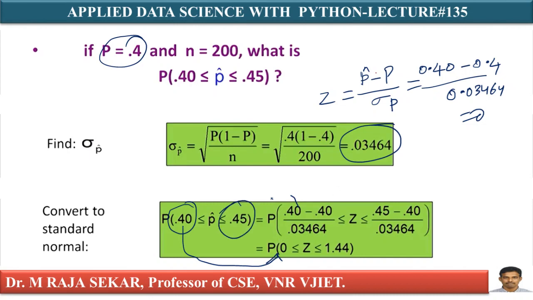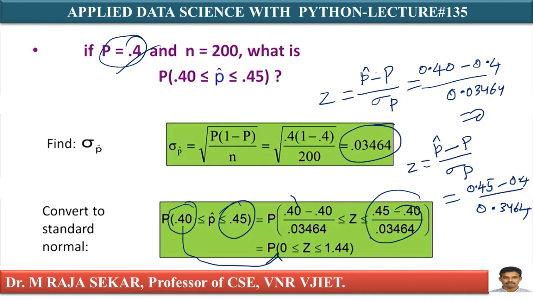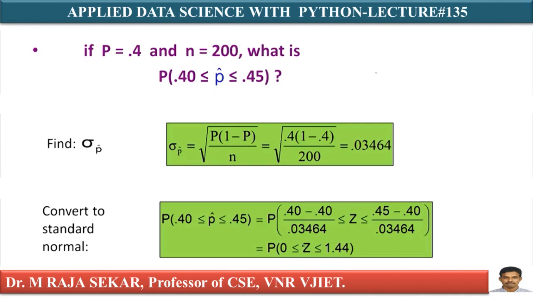In a similar manner, I must convert 0.45. How can I convert? The formula says sample proportion minus population proportion by sigma. Small p cap means 0.45, minus capital P, that is given as 0.4, by what is my sigma p? We already calculated 0.03464. If I simplify, I will get 1.44. Now, this is the standard normal distribution.